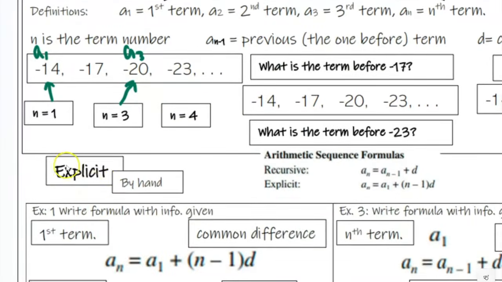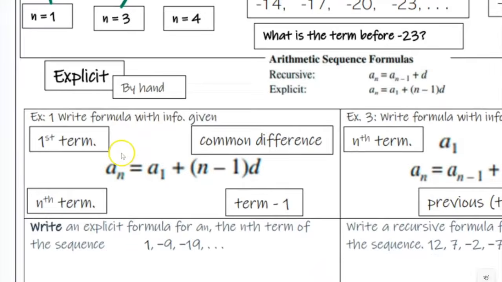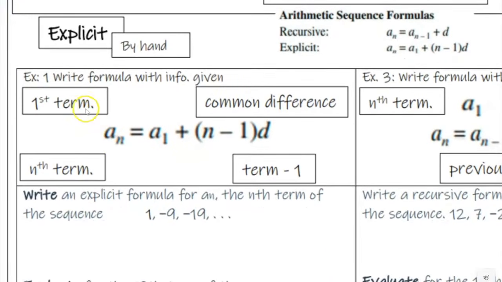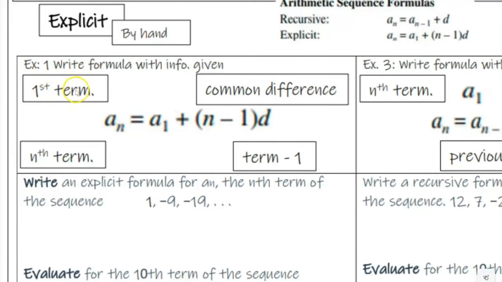All right, so we're going to look at explicit by hand and by calculator, but we'll start off by hand. Example 1 says, write the formula with the information given. Which one would be the first term? Pause the video and go ahead and draw an arrow. Okay, you should have drawn an arrow to this one. And how do I know that that is the first term? Because it's a sub 1, my first term.